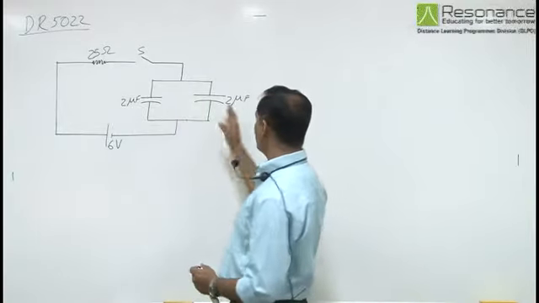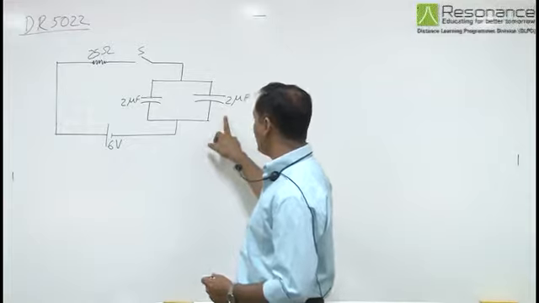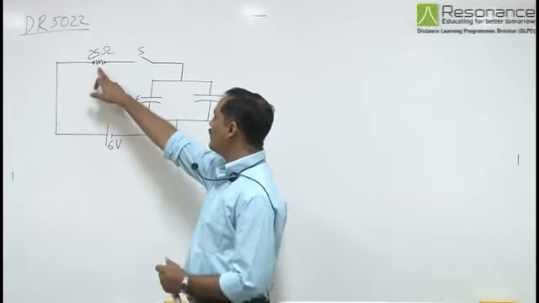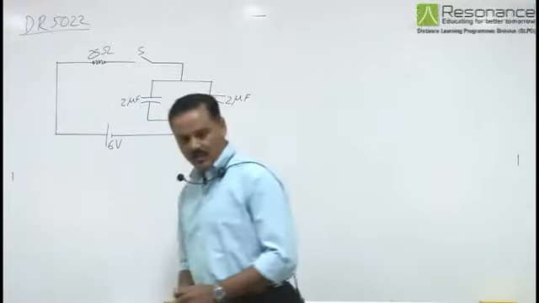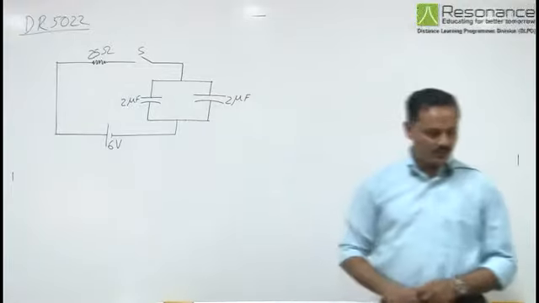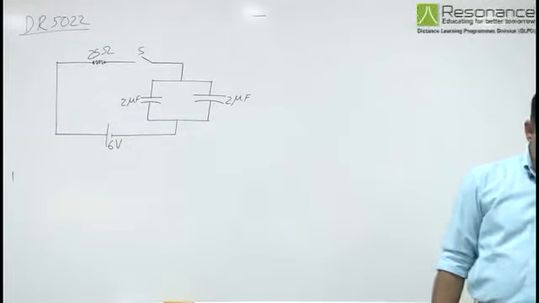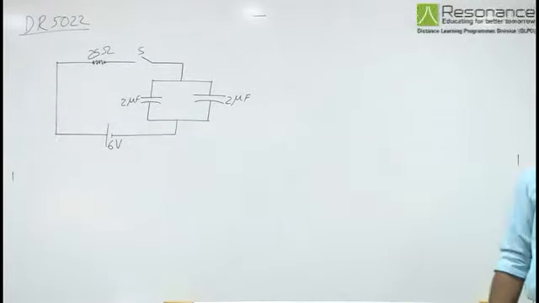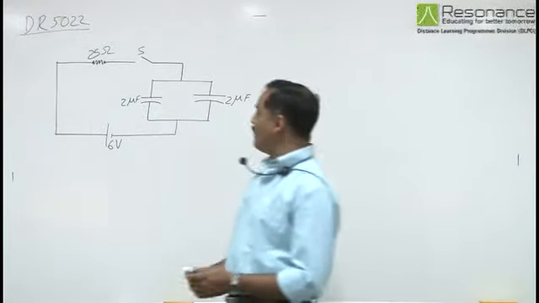There are two capacitors, each of capacitance 2 microfarad. They are connected in parallel and a 25 ohm resistance is connected with a 6 volt battery. Now the question is that after the switch is closed, then 0.2 millisecond after, how much charge will be there on each capacitor, that has to be found.